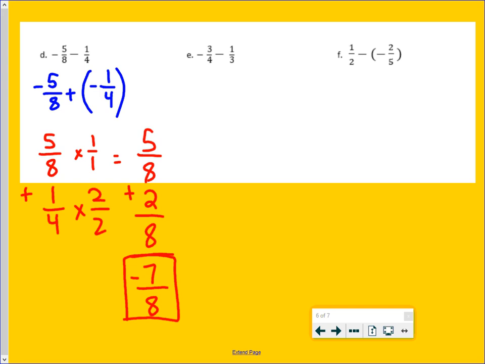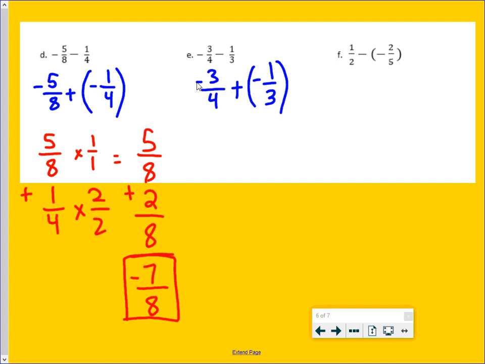So this next problem, we have negative 3/4 minus 1/3. So we're going to have to add the opposite. So let's set it up again. Negative 3/4. We're going to change the subtraction to an addition, and then the opposite of 1/3, which is negative 1/3. Now you'll notice that they're the same signs, so we're going to be adding them and keeping the negative for our answer. So we'll be adding these.